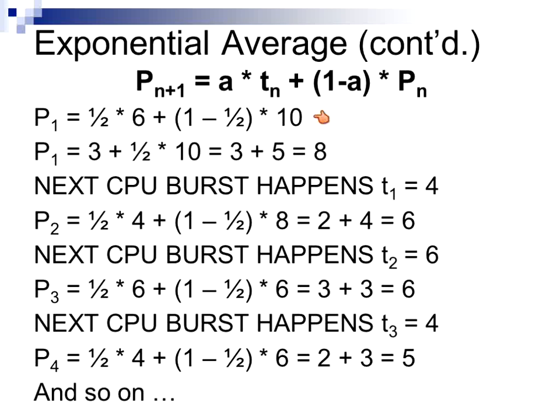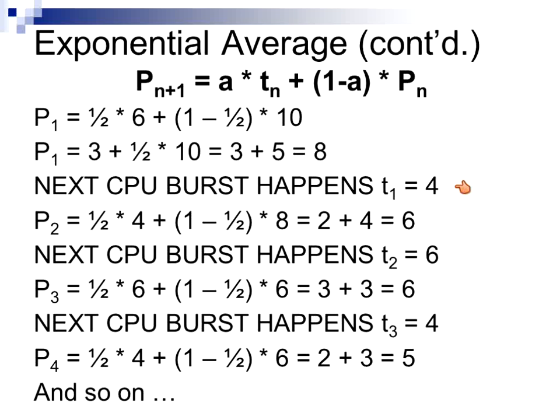So now I do that calculation, and I get P1 equals 3 plus 1/2 times 10, which is equal to 3 plus 5. So I predict that my next CPU burst is going to be 8. Now let's assume that the next CPU burst happens, and that actual time that the CPU was used is 4. I'm now going to use what I know to predict the next CPU burst.